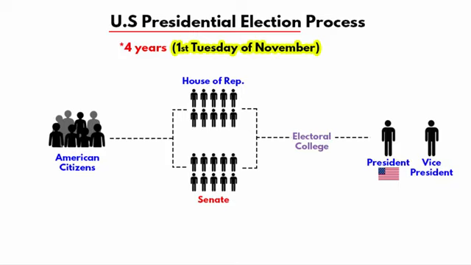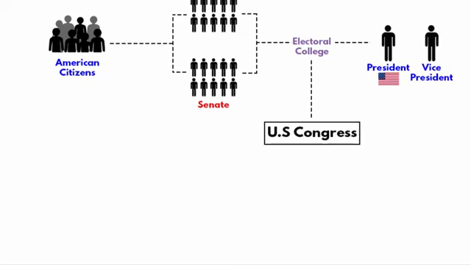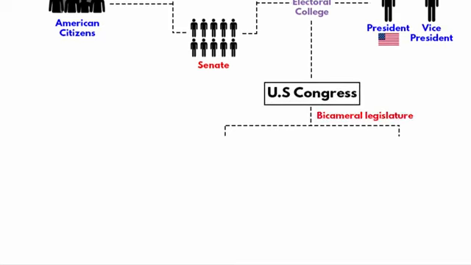Once the electors are elected by the citizens, the Electoral College meets and decides who to choose for the post of president and vice president. So how does the Electoral College work? The US Congress is the bicameral legislature of the federal government of the United States and consists of two chambers, the House of Representatives and the Senate.